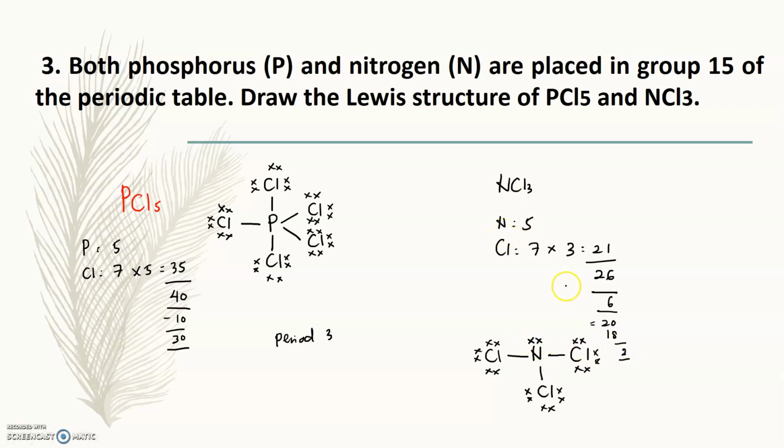Plus nitrogen has 5 valence electrons, so 3 electrons have been shared, left another 2, and then check for the octet. For nitrogen 2, 4, 6, 8, octet. For chlorine 2, 4, 6, 8, 2, 4, 6, 8, 2, 4, 6, 8, so they achieve octet. So these are the Lewis structures for both compounds.